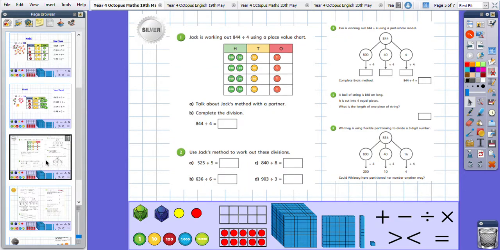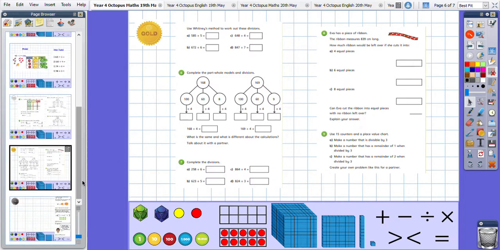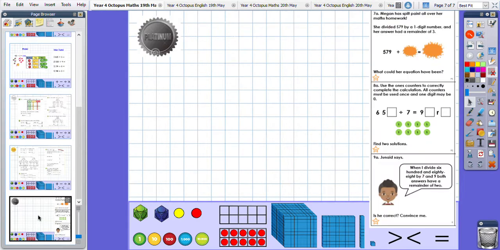So finally, for silver today, you are working through questions 1 to 5. Here we are looking at using our part-whole model, so partitioning the number into each part and dividing each section separately by 4. And for gold, you are going from question 6 through to question 9 with some varied fluency and some problem solving there. And finally, for platinum, you have 3 questions that are mastery, and they are looking at some reasoning and again some problem solving to really get those brains thinking.